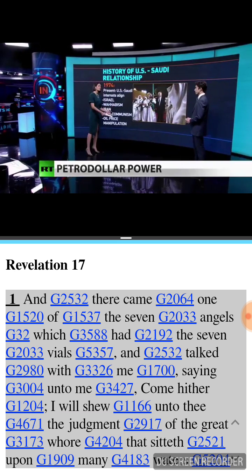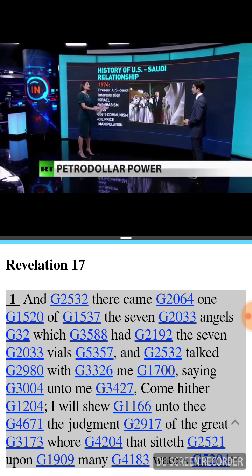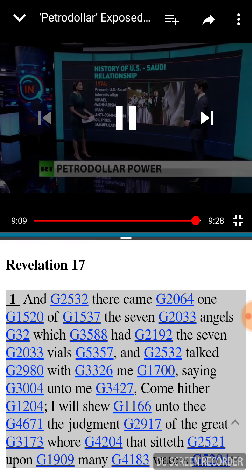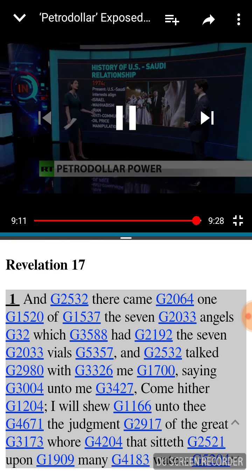As we mentioned, though, some of these countries, Iran, Venezuela, Russia, are looking to move away from the dollar system and change all of this. So we'll see what happens.